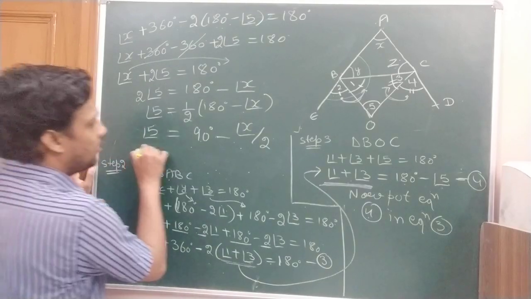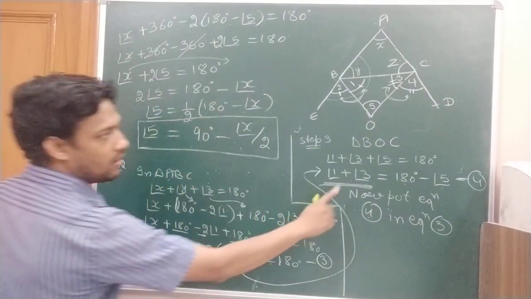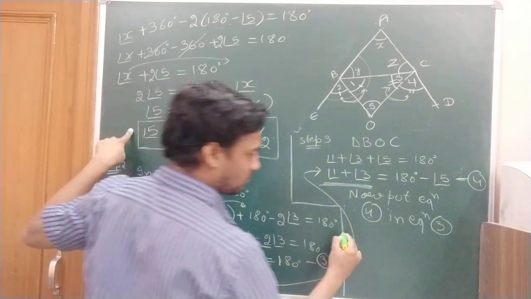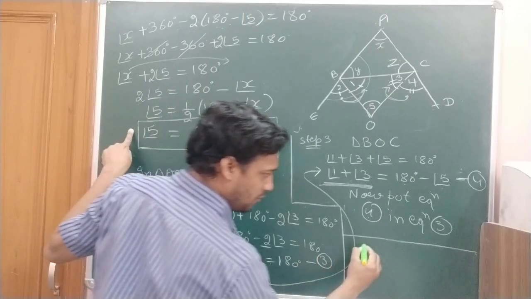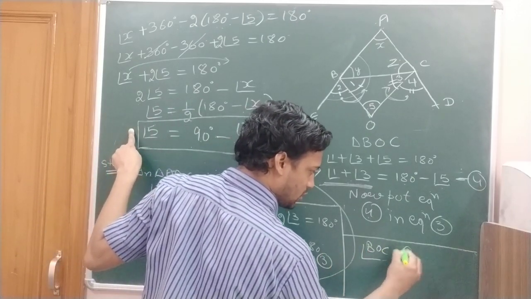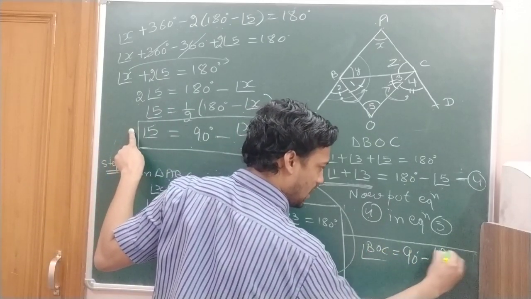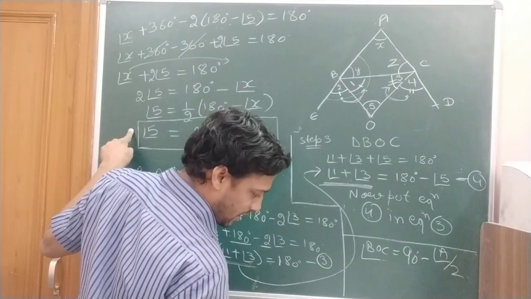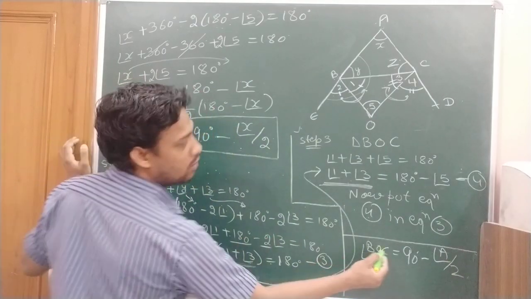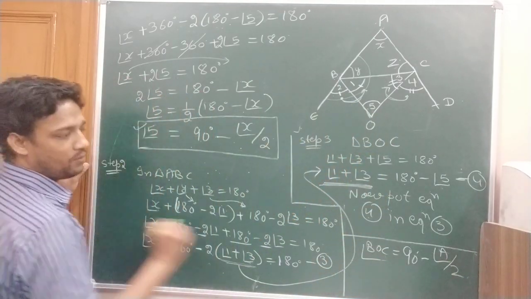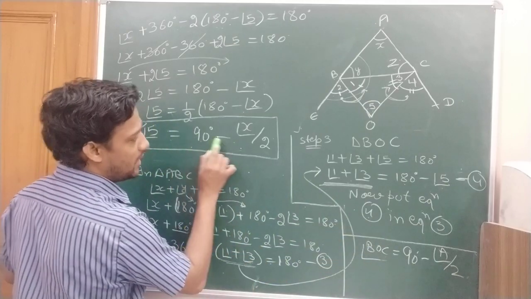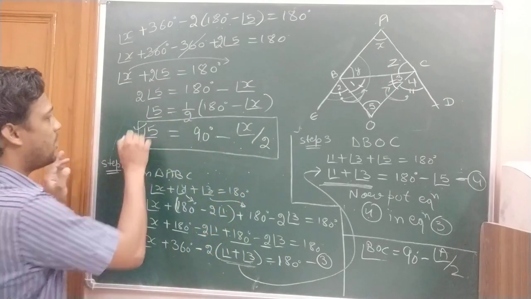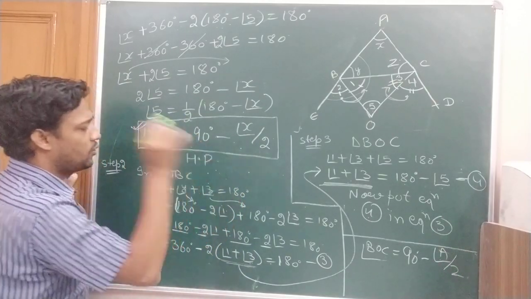So now you can match this result with what you have to prove. It's the same. You have to prove that BOC equals 90 minus angle A upon 2. BOC is equal to 90 minus half angle A. What is BOC? BOC is angle 5, equals 90 degree minus half. What is angle A? Angle A is x. So x upon 2. And we have proved this, hence proved.